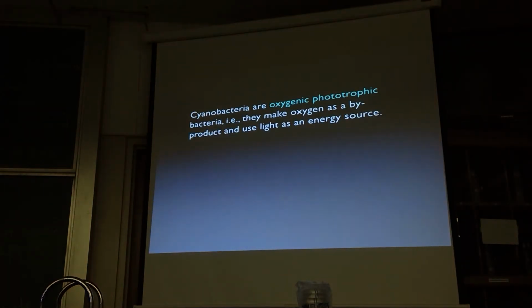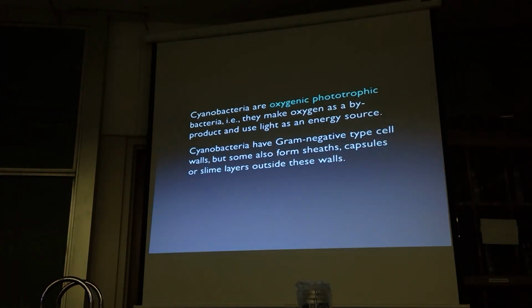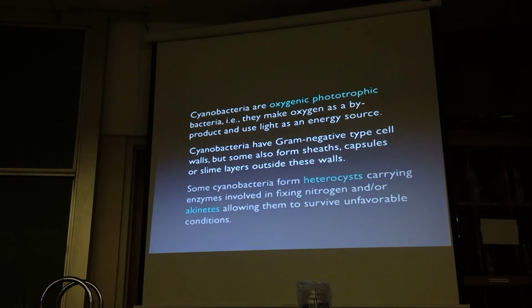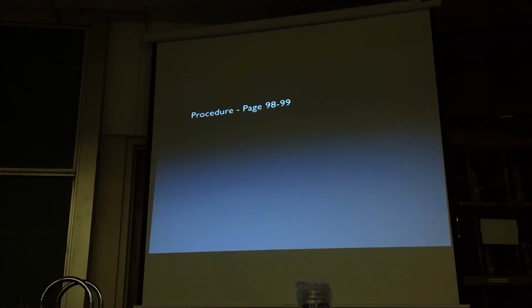They're oxygenic phototrophs. They're gram-negative, but some of them form sheaths, some of them form capsules. Some form heterocysts, some form akinets. This is the first set of organisms where you are going to be expected to identify specific organisms on sight and be able to name them, and also give me the taxonomy. Well, the taxonomy is, they're in the domain Bacteria, phylum Cyanobacteria. There is no kingdom. And there are 5 genera.